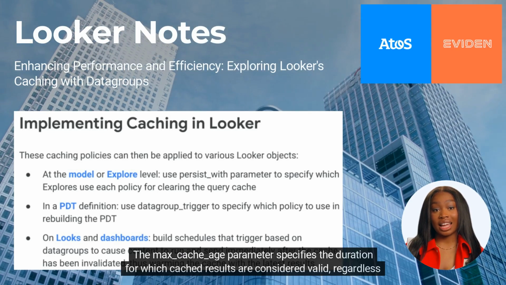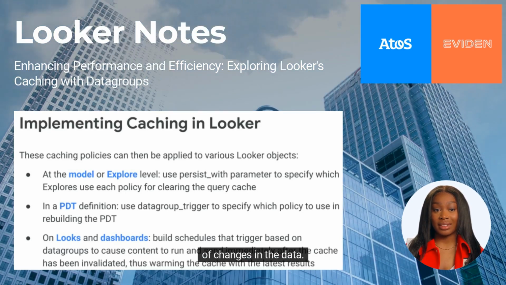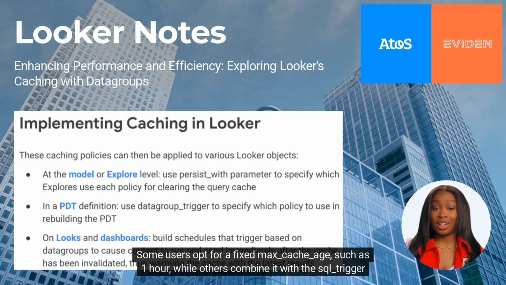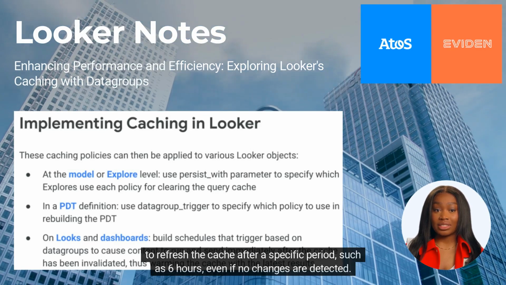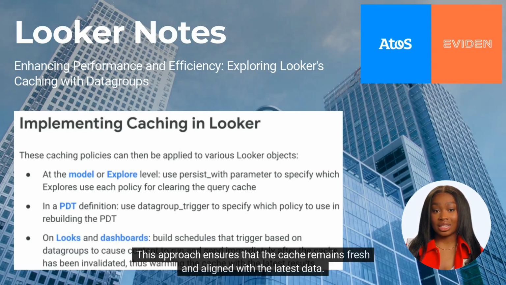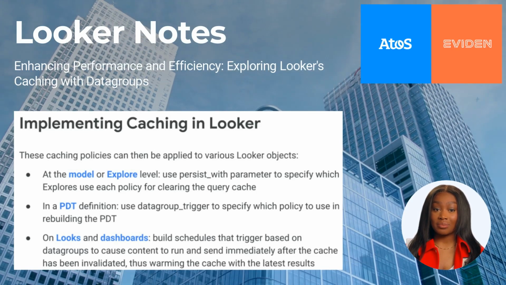The max cache age parameter specifies the duration for which cached results are considered valid, regardless of changes in the data. Some users opt for a fixed max cache age, such as 1 hour, while others combine it with the SQL trigger to refresh the cache after a specific period, such as 6 hours, even if no changes are detected. This approach ensures that the cache remains fresh and aligned with the latest data.